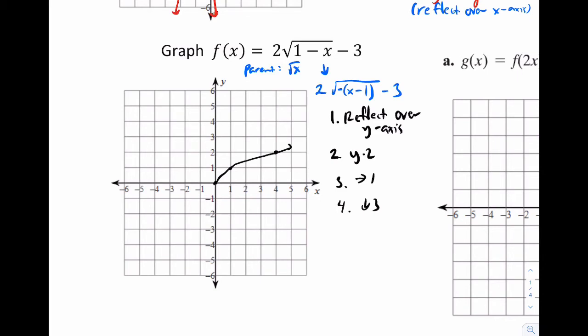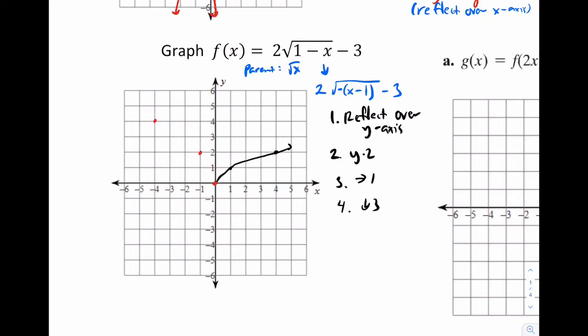And let's just reflect it over the y-axis. So that's going to look like this. 1, here, here, and here. That's a reflection graph. Now it's stretch y by 2, so 0, 0 doesn't move. This is going to become negative 1, 2. And this would become negative 4, 4.